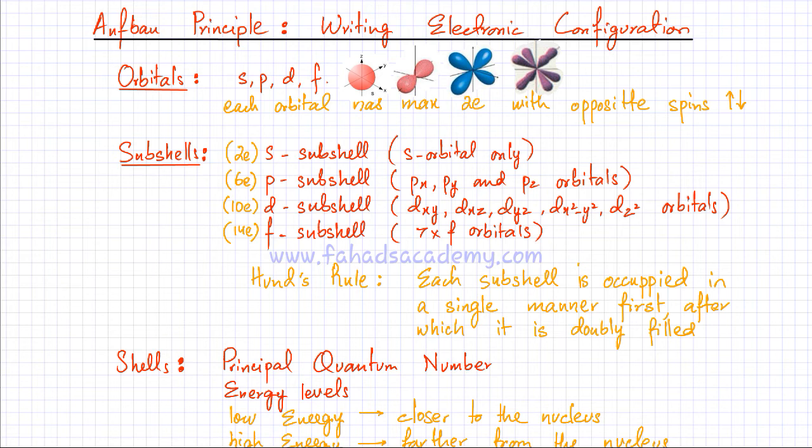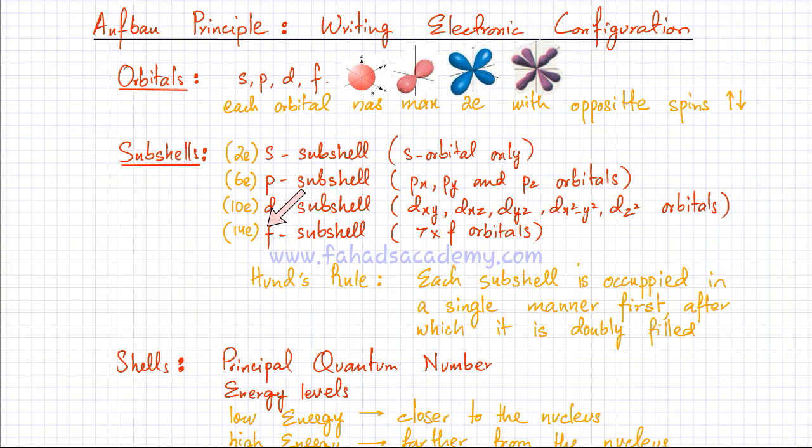Then you had a d subshell. A d subshell had 5 d orbitals, and since each orbital accommodates 2 electrons, that would mean that a maximum of 10 electrons can be accommodated in the d subshell. Lastly, you had the f subshell, which had 7 f orbitals. So 2 electrons in each of the orbitals would give you a maximum of 14 electrons.